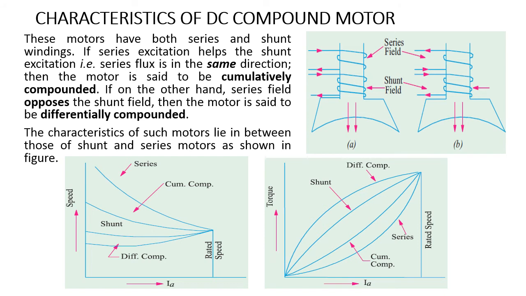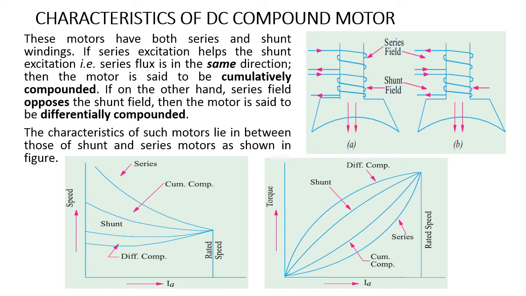Characteristics of DC compound wound motor. These motors have both series and shunt field windings. If series excitation helps the shunt excitation, that is, the series flux is in the same direction, then the motor is said to be cumulatively compounded. If, on the other hand, the series field opposes the shunt field, then the motor is said to be differentially compounded.